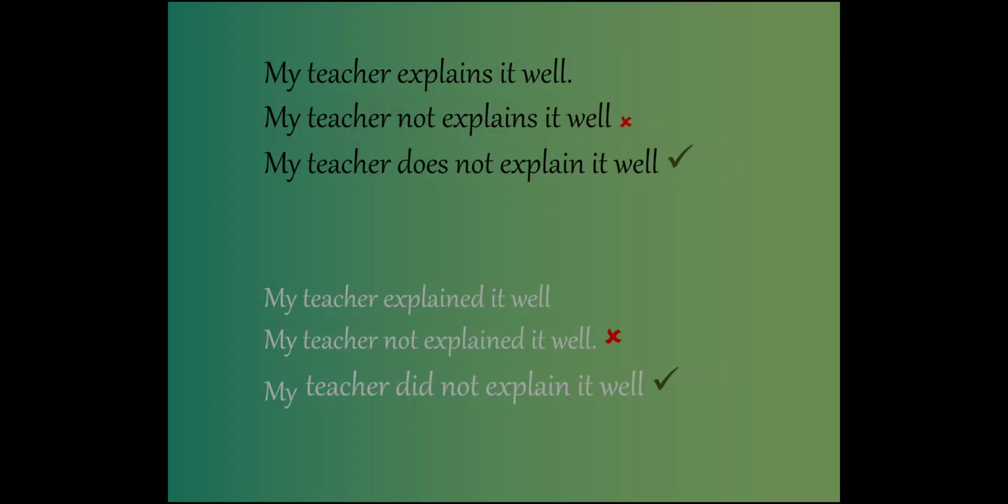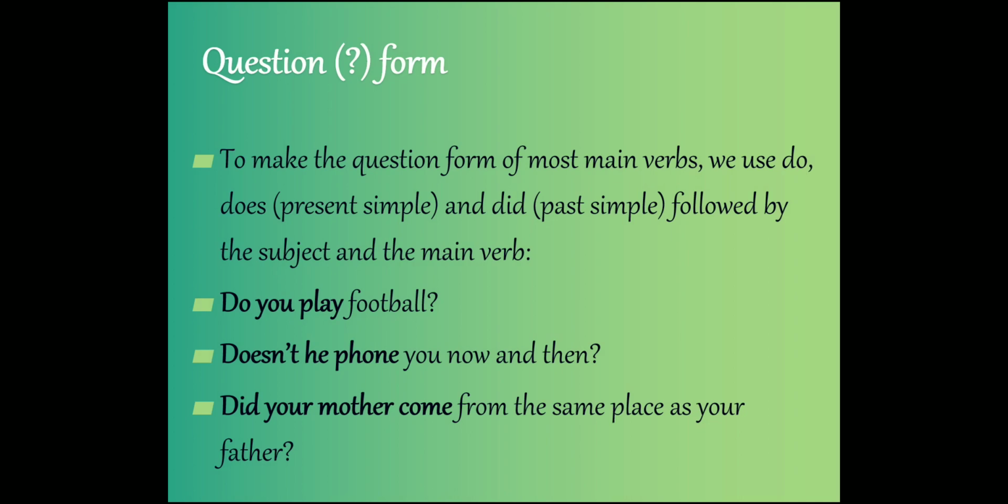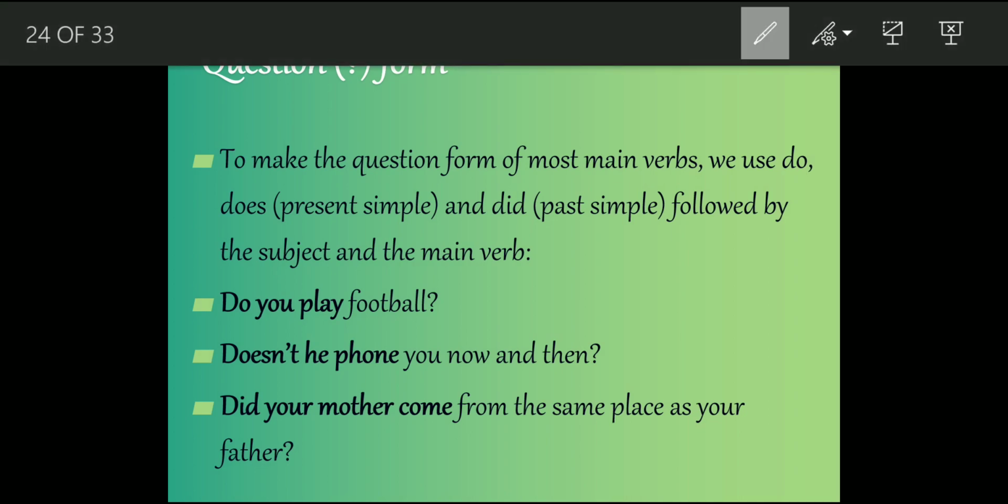Yes. So let's have a quick revision of all the things we have used in do forms. Do forms are used to write a question form, a negation, right? To make a question form of most main verbs, we use do, does in present tense and did in simple past tense, followed by the subject and the main verb. And this is a very important thing. Do, does we know in present tense and did in past tense, followed by the subject, which means in question forms we write helping verbs before the subject.